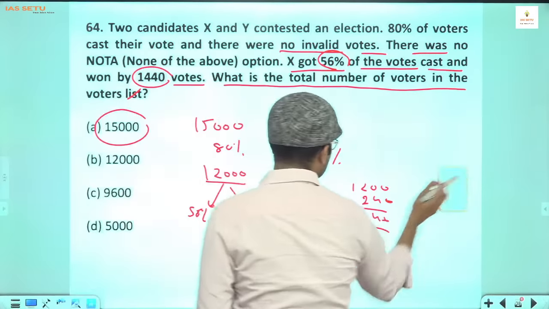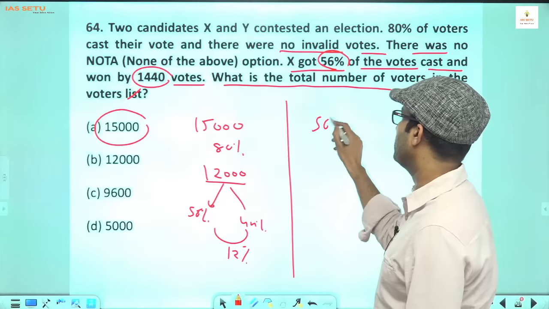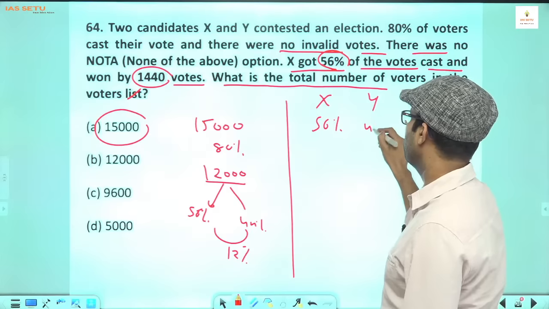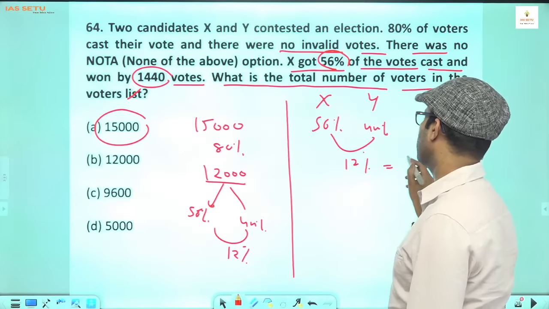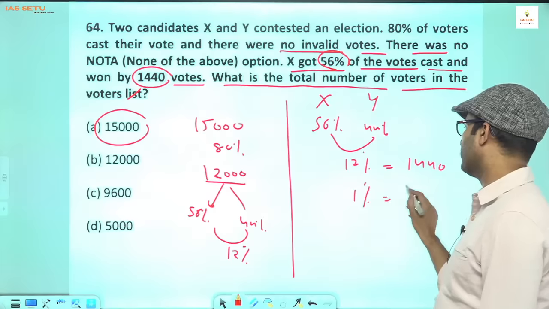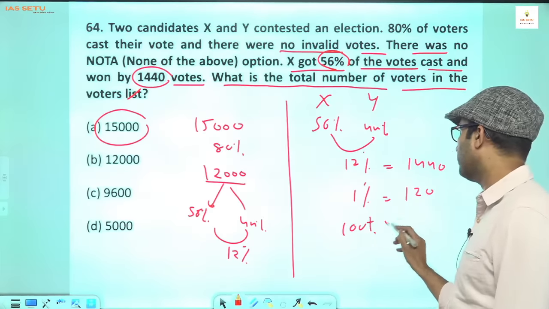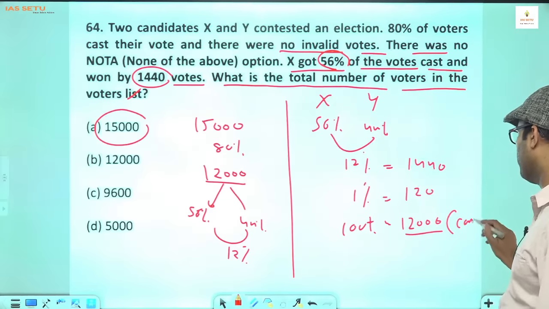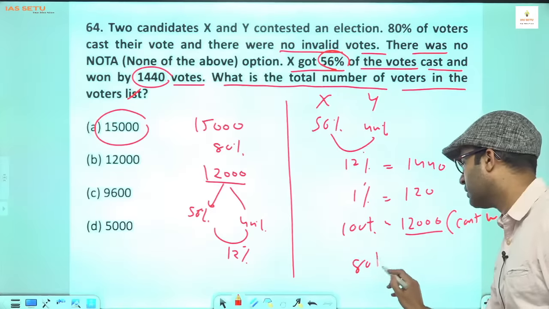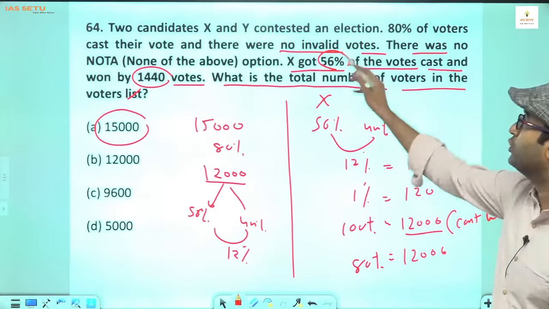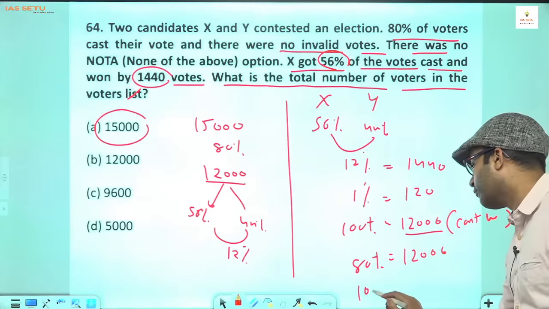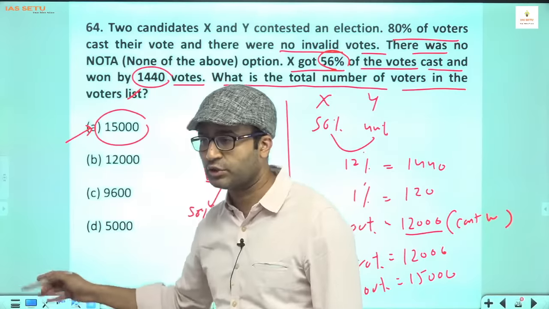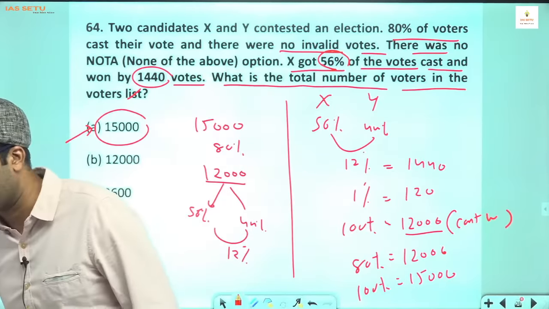और अदर वे, x is getting 56% of the total votes cast, y gets 44%, so difference is 12%. This 12% is equal to 1440, 1% will come 120, 100% will come 12,000. These are the cast votes, जो वोट पड़े हैं, which is actually 80%. If 80% is equal to 12,000, क्योंकि टोटल वोट जो कास्ट हुए हैं 80% है, तो if you find 100%, it will come 15,000. This is alternate method. You can try with answer option or you can do your calculation part also.